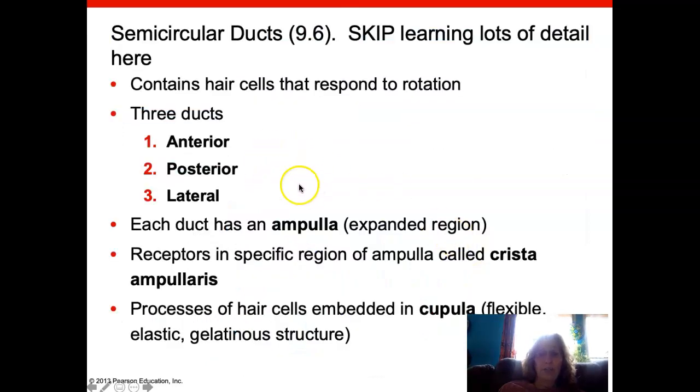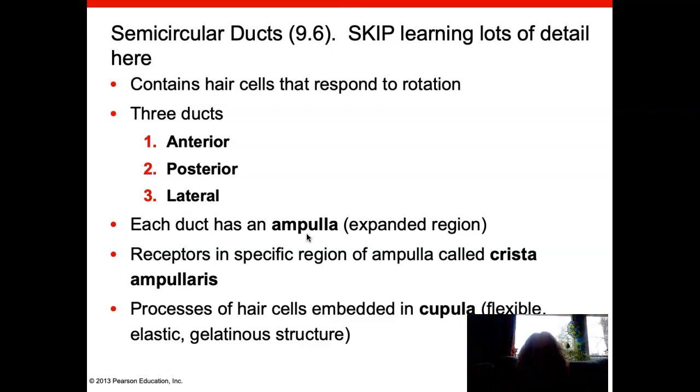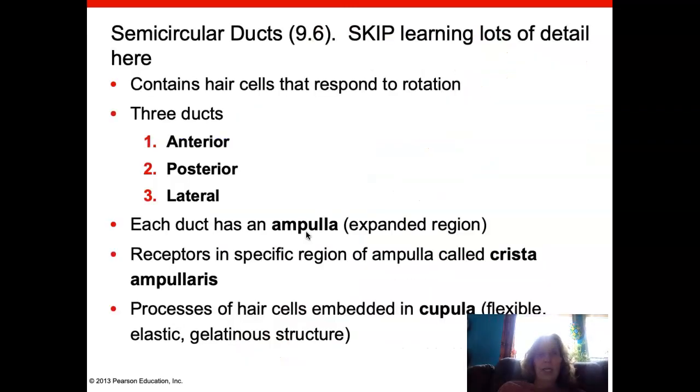We're going to skip some of this. The semicircular canal ducts contain hair cells, so we see hair cells again. We don't need to know the names of these cells. Each duct has an ampulla. Again, we're not going to get too detailed on this. I'm going to explain it to you, but the testing won't be too detailed on this. Each duct has an ampulla, and receptors in the specific region of the ampulla are called the crista ampullaris.